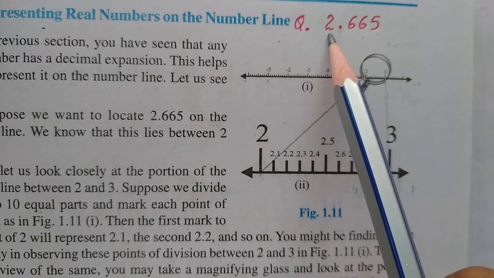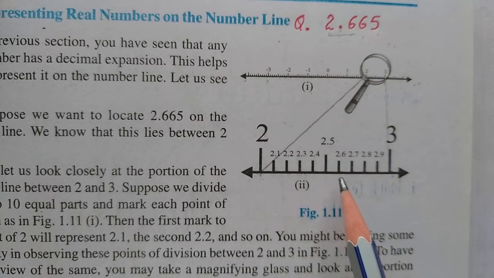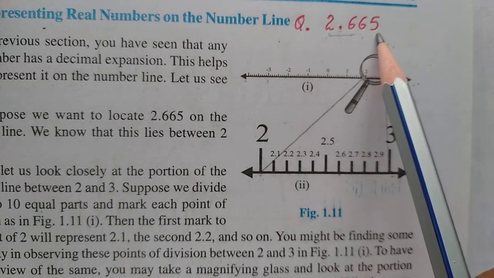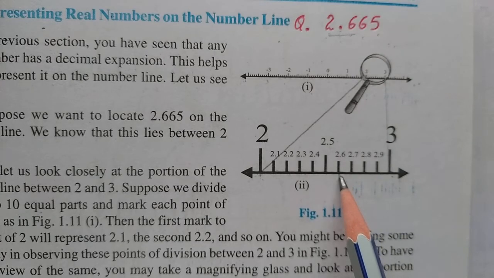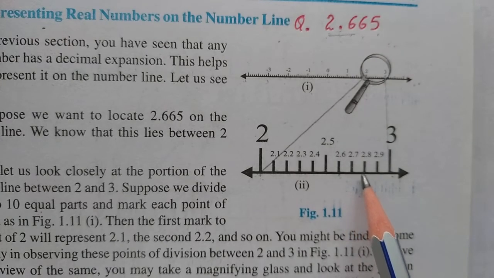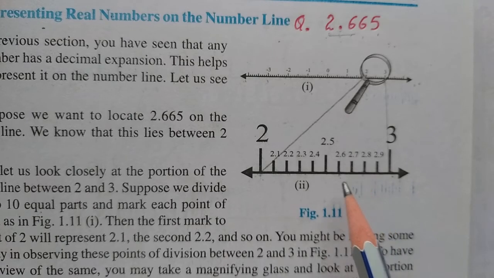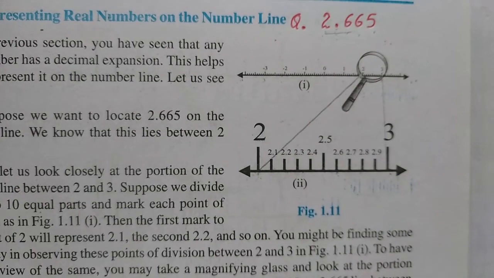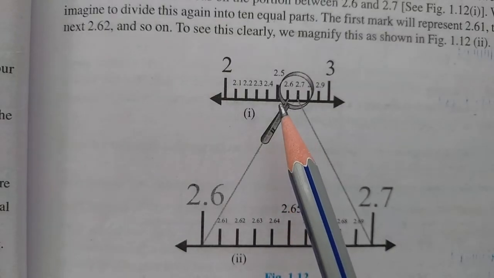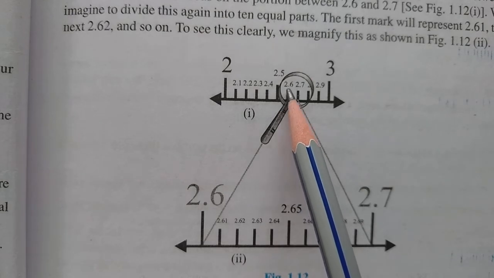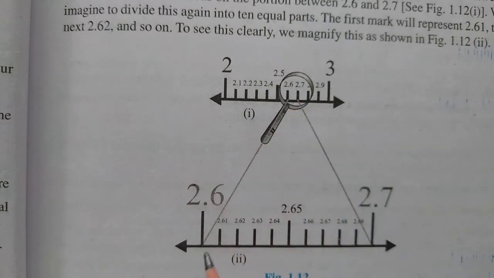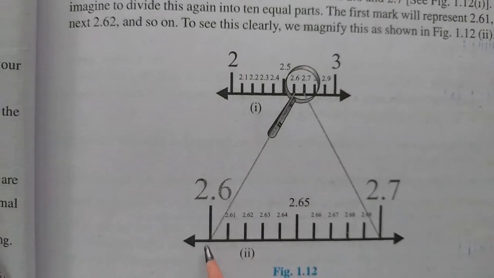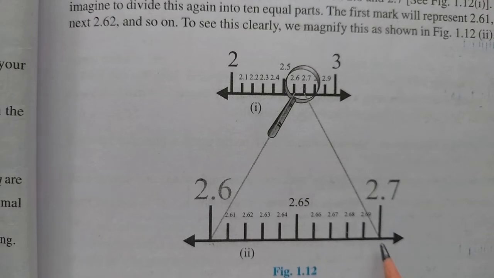Now we will find 2.6, children. So here is 2.6. The entire number will be between 2.6 and 2.7. So now we will magnify this 2.6 and 2.7 in the next step. If we put the magnifying glass here, we will see 2.6 and 2.7 like this. So again we magnify 2.6 and 2.7.